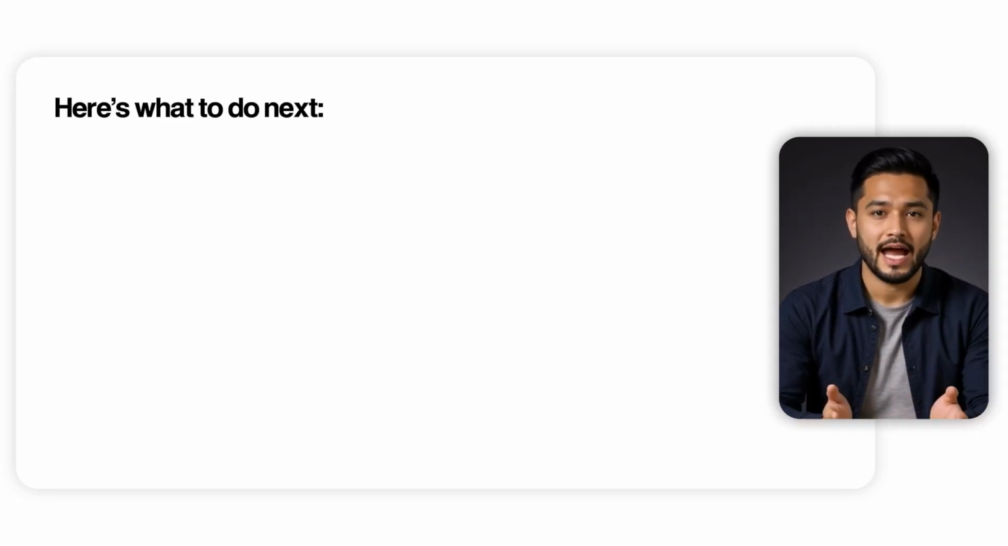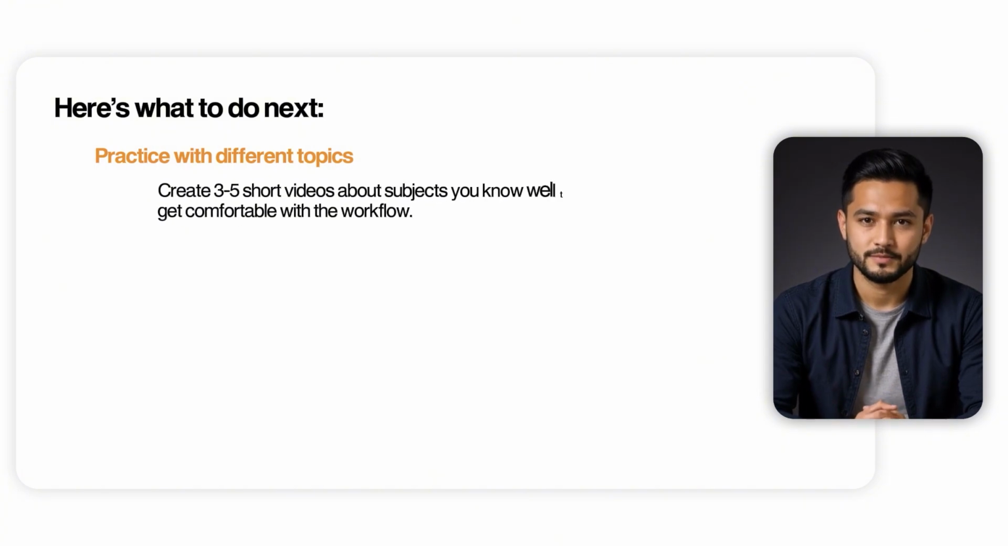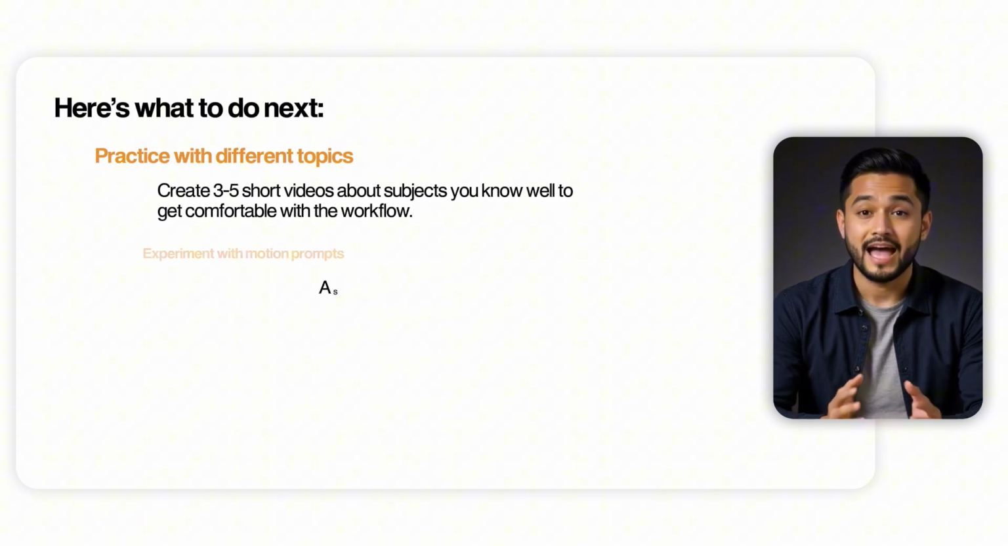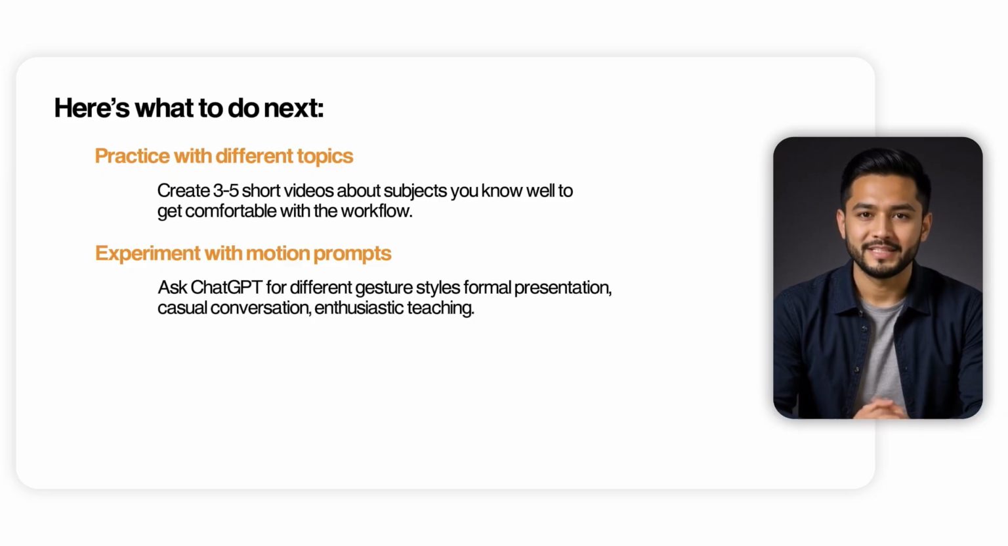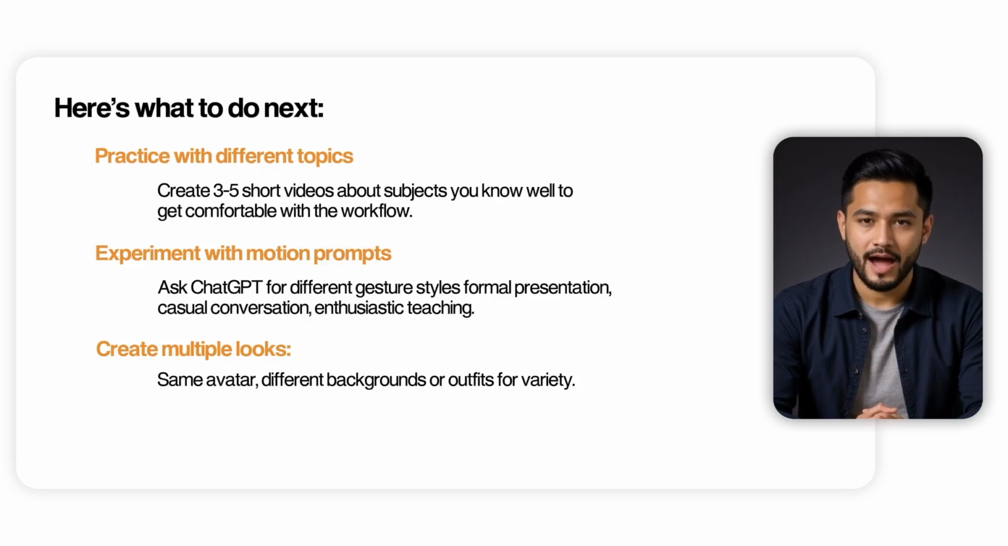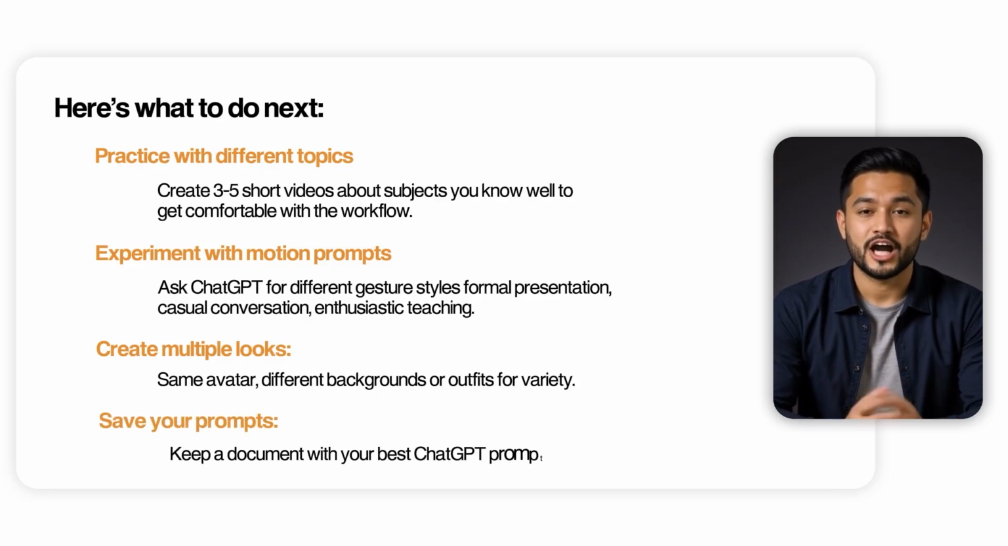Congratulations! You've just created an ultra-realistic AI avatar that rivals anything HeyGen's official tutorials show you. Here's what to do next. Create 3 to 5 short videos about subjects you know well to get comfortable with the workflow. Ask ChatGPT for different gesture styles: formal presentation, casual conversation, enthusiastic teaching, same avatar, different backgrounds or outfits for variety. Keep a document with your best ChatGPT prompts for future avatars. The combination of detailed physical descriptions plus custom motion prompts is what creates avatars that people genuinely can't tell are AI generated.